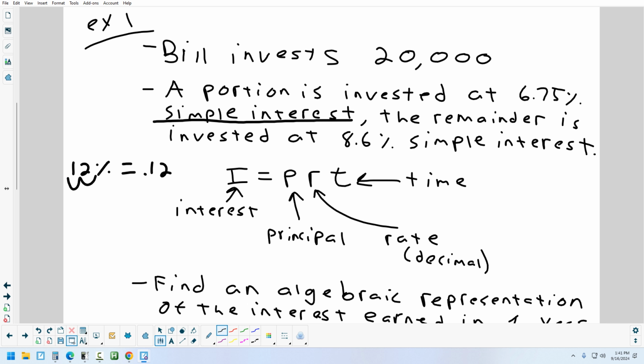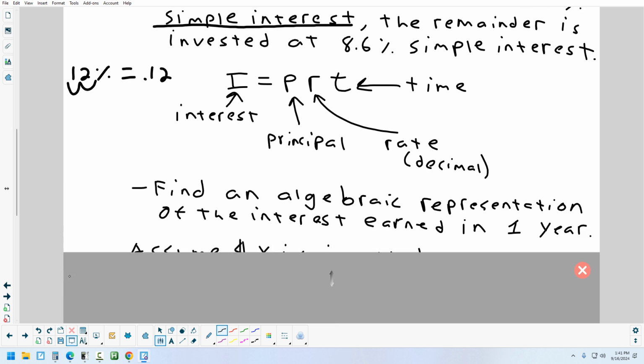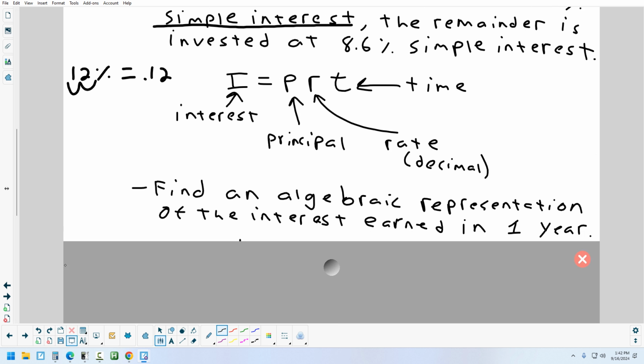Okay, so what do they want us to do with that formula? Find an algebraic representation for the interest that Bill is going to earn in 1 year. So the time is 1. Because the time is 1, you're going to multiply by 1. Does that do anything? Well, Logan? Yeah, it's not going to do anything. So in this case, you really don't even need T. But sometimes it might not be 1.